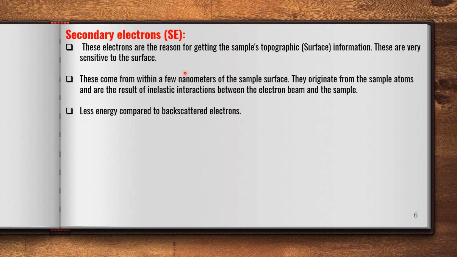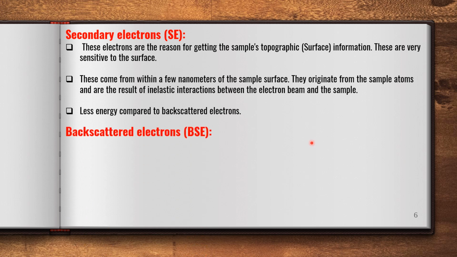Just a small recap here on the secondary electron. These electrons are the reason we get the sample's topographic, that is, surface information, by collecting the secondary electrons. These are very sensitive to the surface. They come from within a few nanometers of the sample surface. They originate from the sample atoms and are the result of inelastic interaction, not elastic, between the electron beam and the sample. They have less energy compared to the backscattered electrons.